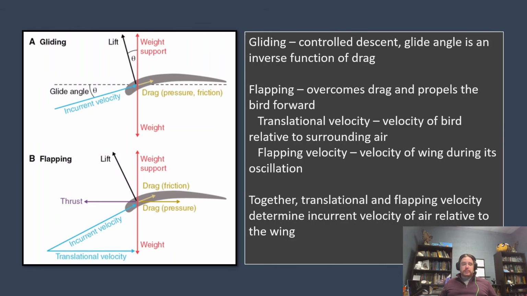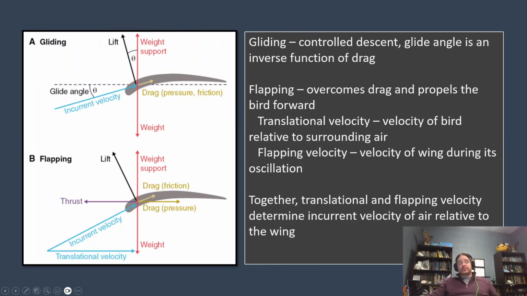And you have two different types of velocity here that come from flapping: a translational velocity and a flapping velocity. The translational velocity is the velocity of the bird relative to the surrounding air. And the flapping velocity is the velocity of the wing during its oscillation. When you take the flapping and translational velocities together, you ultimately can determine what the incurrent velocity of air is relative to the wing.